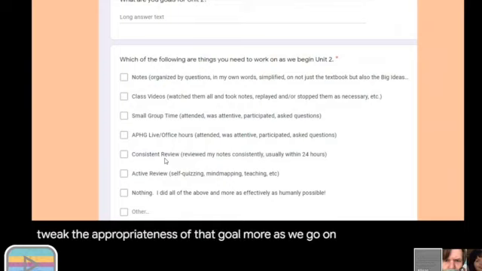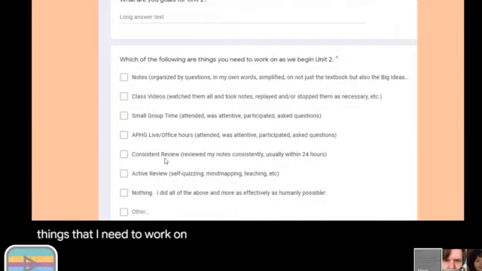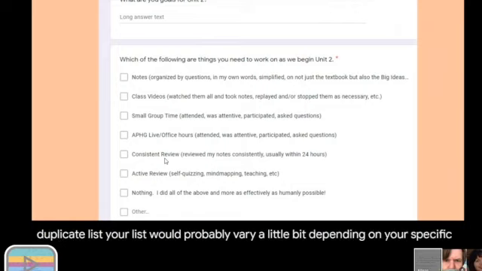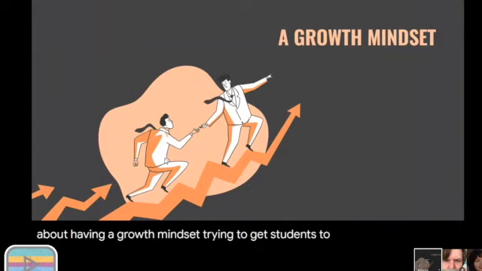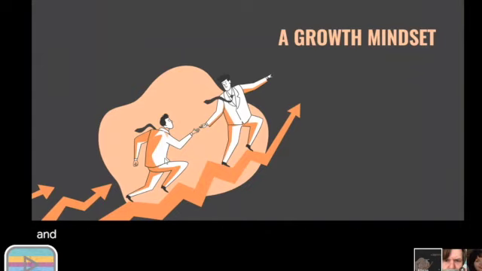And so then, okay, considering that goal, what are the different things that I need to work on as I begin Unit 2? And so you'll see this is really a duplicate list. Your list would probably vary a little bit depending on your specific classroom and your subject material. And so really what it is about is it is truly about having a growth mindset, trying to get students to improve consistently, and also those that do struggle at first, especially in an advanced placement class, having them build upon small successes to get there.